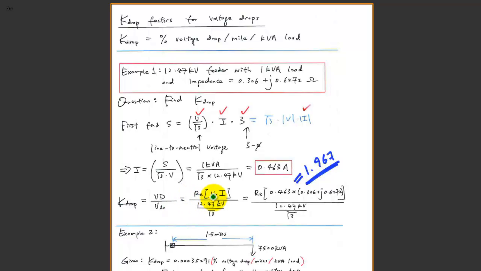To do that, it will be the real part of the voltage drop, which will be 0.463, the current, multiplied by the voltage value. I'm sorry, this should be the Z value. So you have the current multiplied by Z, which is already given: 0.306 plus j0.6272 ohm. That voltage drop, the real part of it, is divided by the line to neutral voltage, in this case 12.47 kV divided by square root of 3.